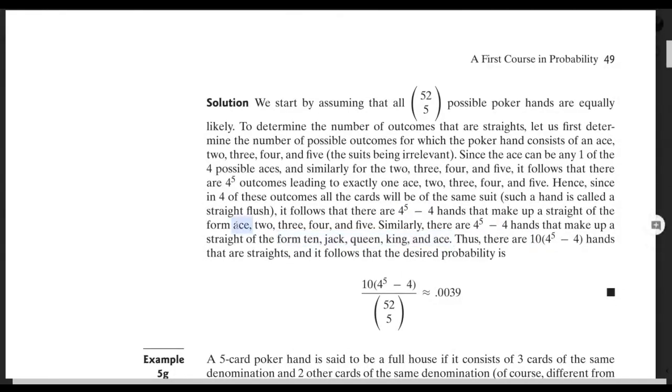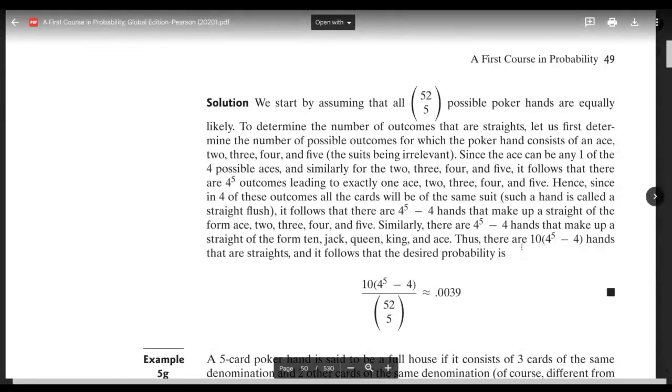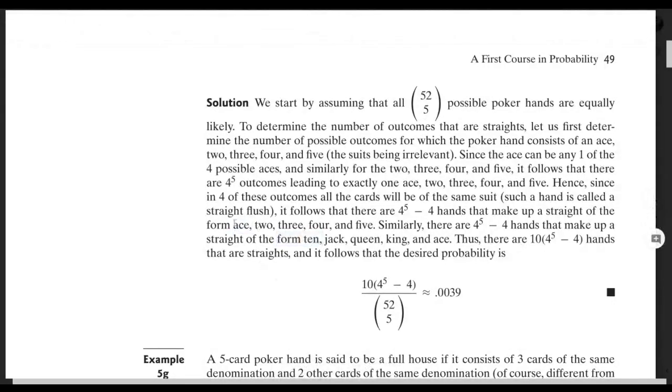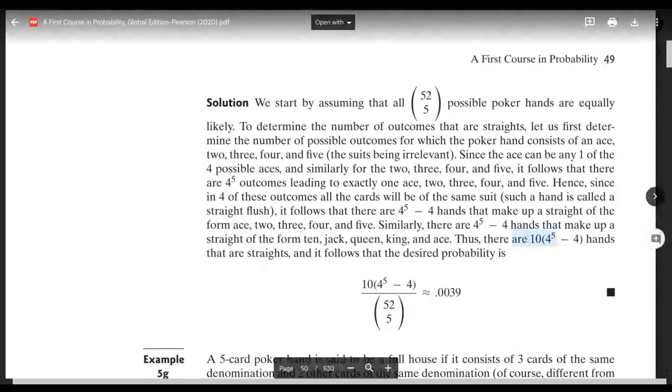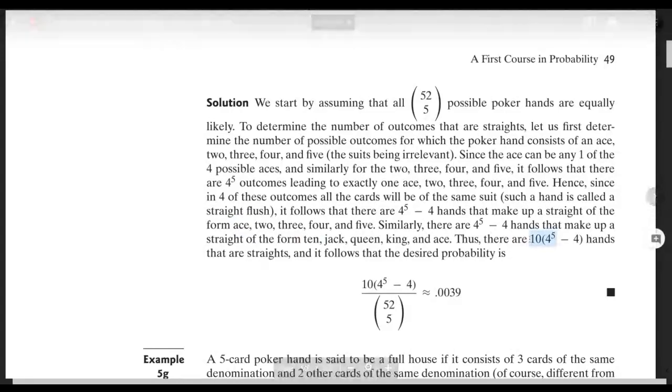Ace we're treating as 1. So how do we count from 1 to 10? We do 10 minus 1 plus 1. If we want to count from 10 to 20, to see how many numbers there are, we do 20 minus 10 plus 1. We always add 1 back. So that's why it's 10: ace as 1 to 10, 10 minus 1 plus 1, that's 10. So 10 different consecutive hands.